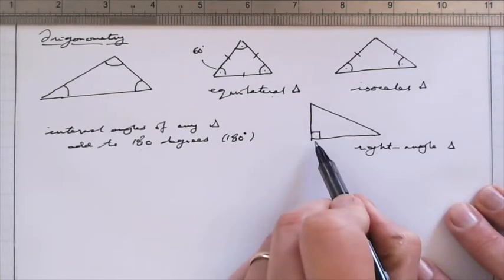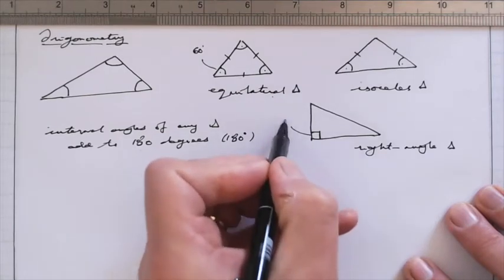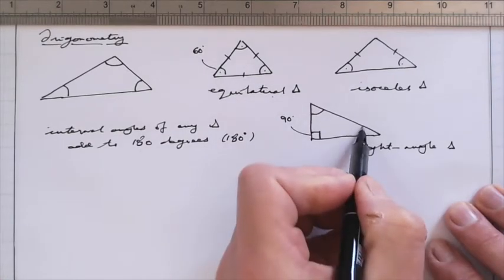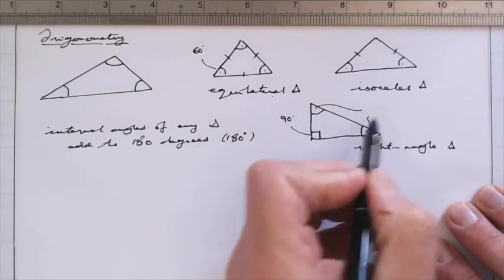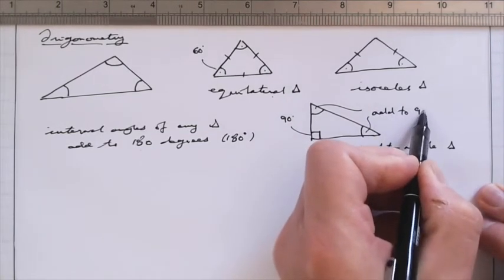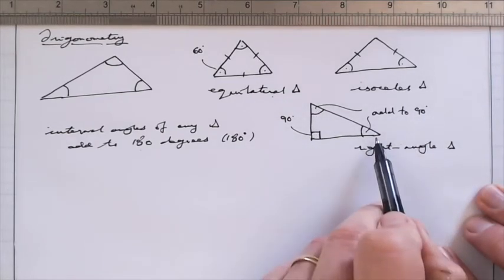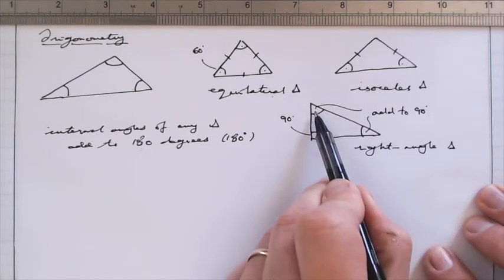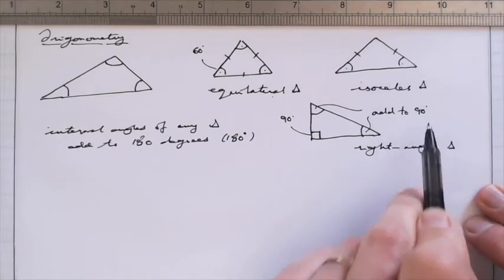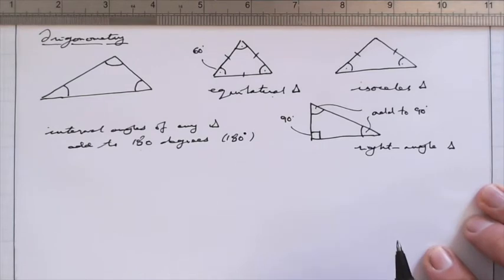Now, in a right-angled triangle, this right angle, by definition, is 90 degrees, and therefore the other two angles add to 90 degrees, and that's a very useful and important thing always to remember. If you have a right-angled triangle, the two angles which are not the right angle must add to 90 degrees, because all three angles must add to 180 degrees.